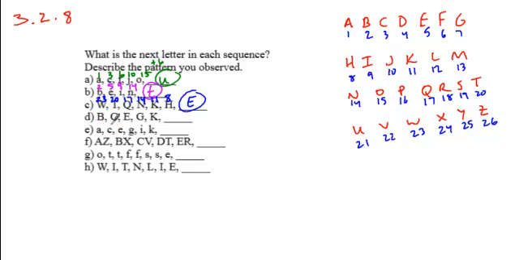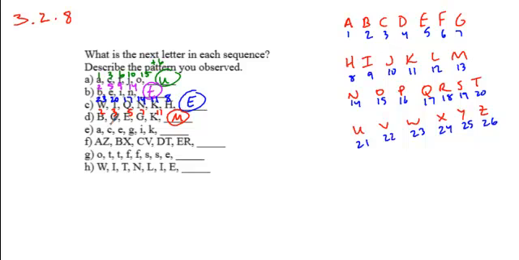And if we do the same thing again, looking here, B is 2, C is 3, E is 5, G corresponds to 7, and K corresponds to 11. So if you look at these, 2, 3, 5, 7, 11, again, that's another pattern that we've seen before, and that's the pattern of prime numbers. So the next prime number after 11 is 13. So the 13th letter is our solution, M.